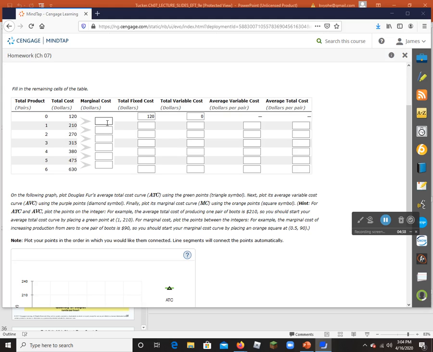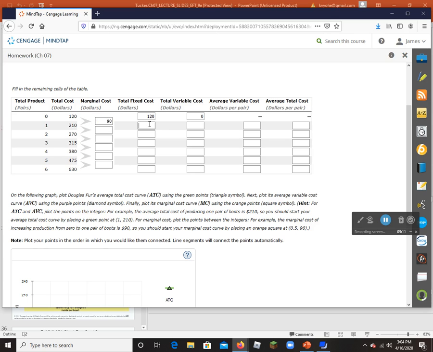Okay. So here, marginal cost. Marginal cost is the change in total cost divided by the change in the output. So we take the total cost here at the higher level of output, 210, and we subtract the cost when we have 1 fewer unit of output, 120. So 210 minus 120, over 1 minus 0, is $90. So this first unit of output costs us $90 to produce.